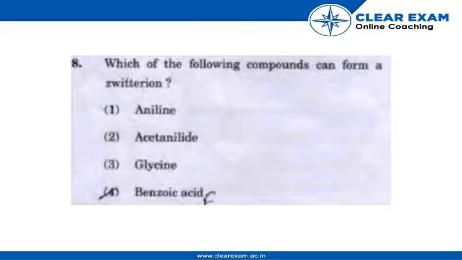Amphoteric nature of glycine in aqueous solution: glycine exists as an inner salt or a dipolar ion. This doubly charged ion is known as a zwitterion or an ampholyte. Due to the formation of the zwitterion, glycine acts as both an acid and a base.